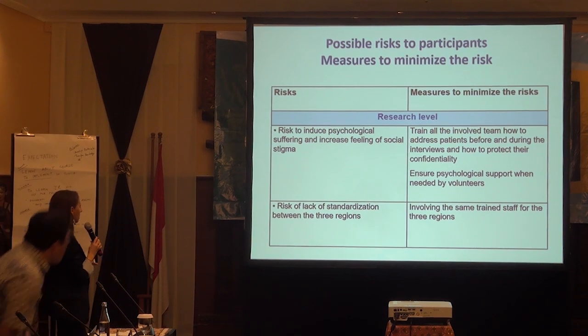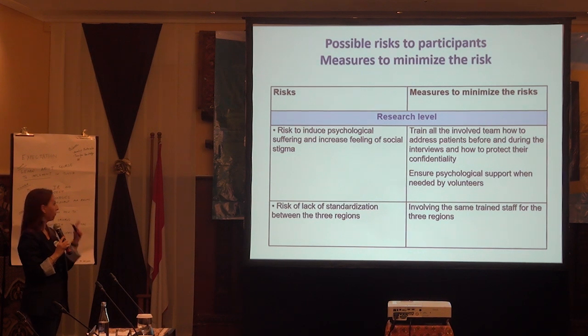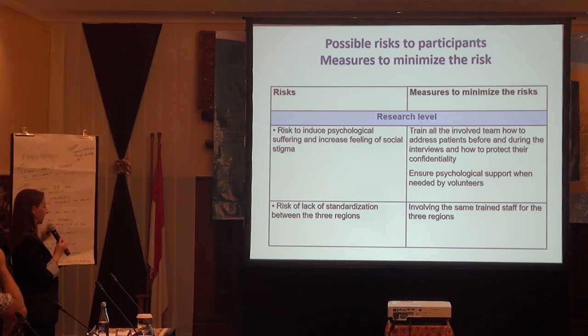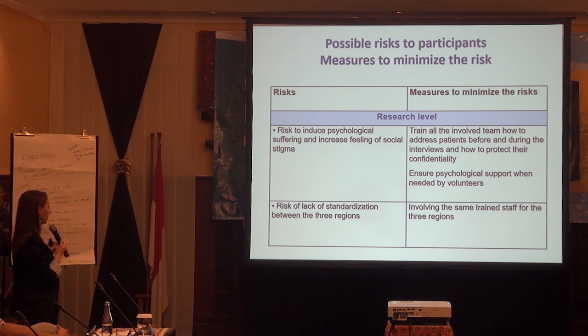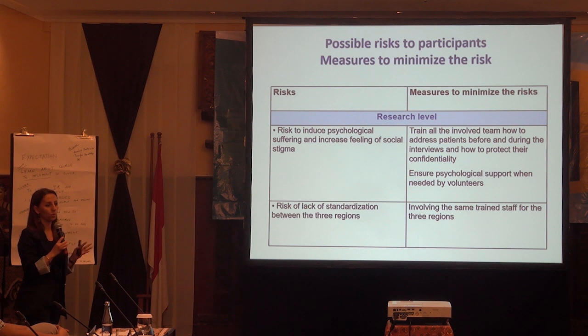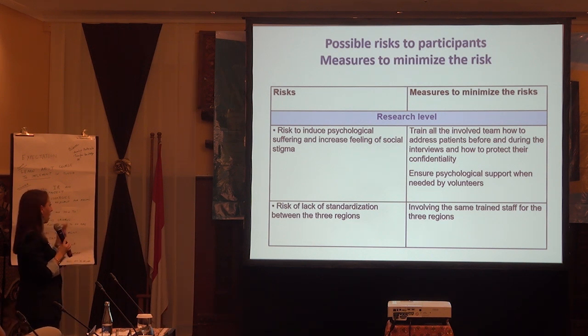The possible risks to participants, measures to minimize the risk, and concerning the first part, the research level, we found 2 risks. First of all, the risk to induce psychological suffering and increase feeling of social stigma. For that, we should train all the involved team how to address patients before and during the interviews and how to protect their confidentiality. Also, we should ensure psychological support when needed by volunteers. The second risk is the lack of standardization between the 3 regions, because we will compare 3 regions in the center of Tunisia, Gafsa, Sidi Bouzid, and Kasserine. And for that, we must involve the same trained staff for the 3 regions.